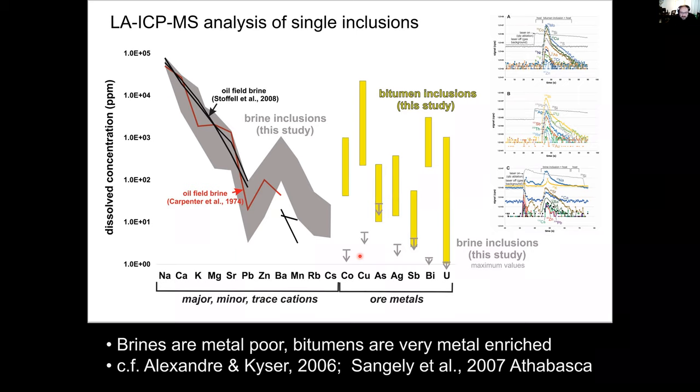In contrast to that, and I think the third and most important point, and we saw this in the SEM image one slide back, the SEM EDS analyses, is that the bitumens are extremely rich in metals. All of the diagnostic metals are present. And not only that, but the concentrations are very, very high, extending into the hundreds to thousands of ppm. And the enrichment in metals in bitumens is not uncommon. This is something that's been observed in other environments, for example, in the Athabasca Basin.